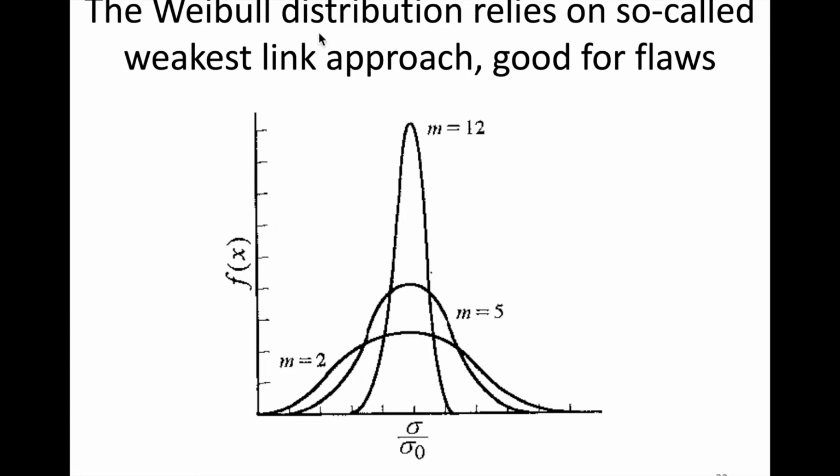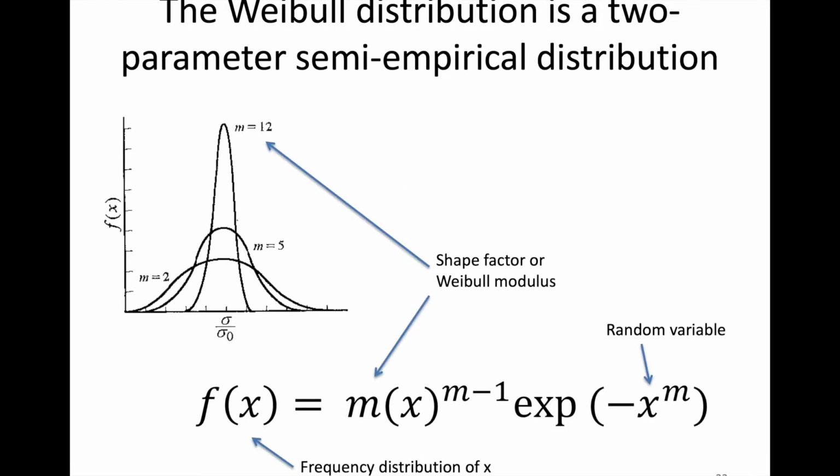And so the Weibull distribution is great for this type of distribution, where the weakest link among a set is what causes it to fail. This is obviously used in other fields as well, but brittle materials, looking at their profiles, such as strength, is one of the big reasons we use it. So what is it? This Weibull distribution is what we call a two-parameter semi-empirical distribution.